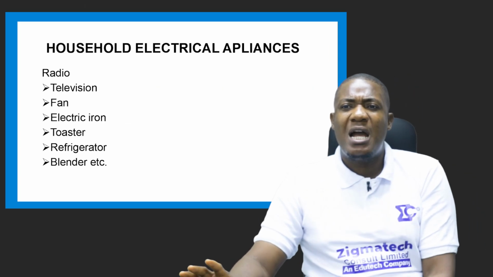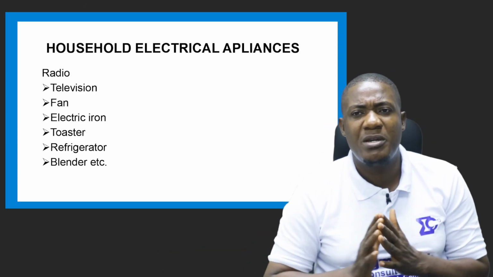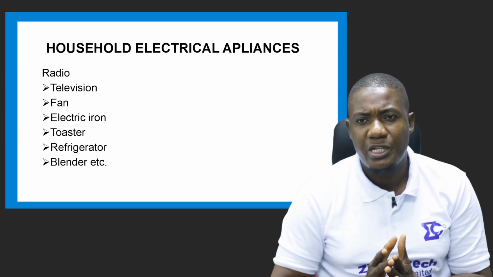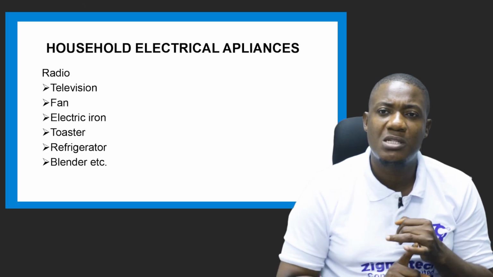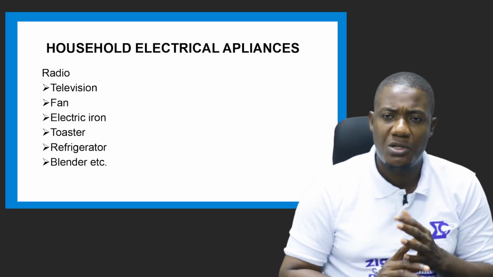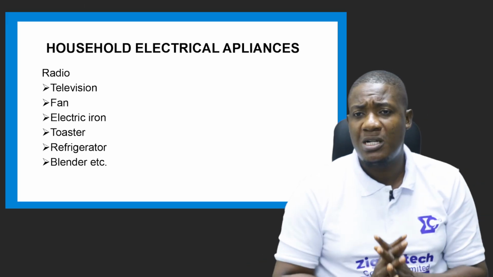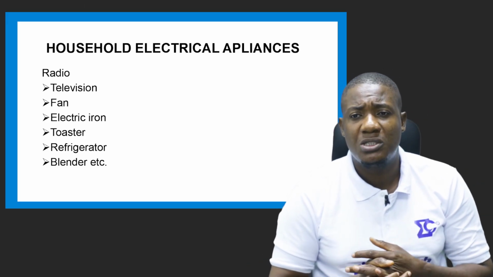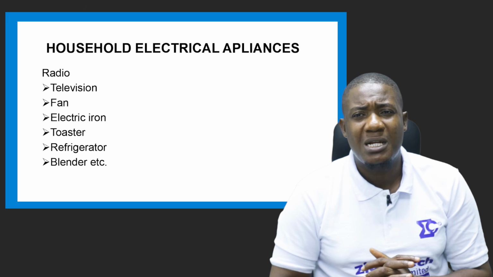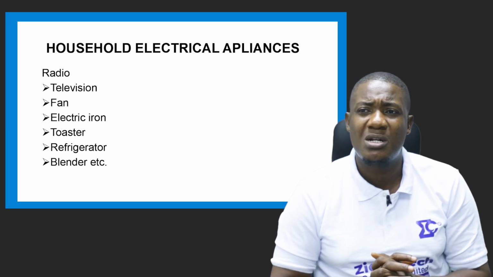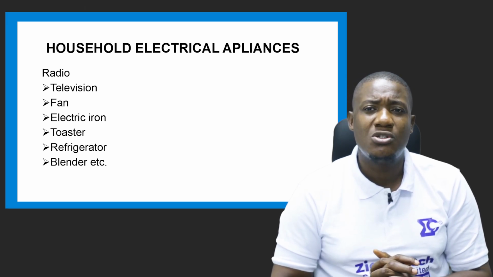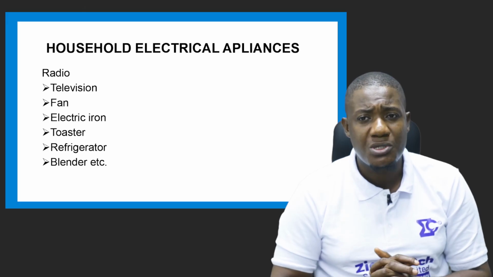Now, there are different household appliances that actually make use of electricity. They include the radio, the television, the fans, everybody knows about this, the toaster, the electric iron, the refrigerator, and blender. These are different household electrical appliances that utilize electricity in our homes.